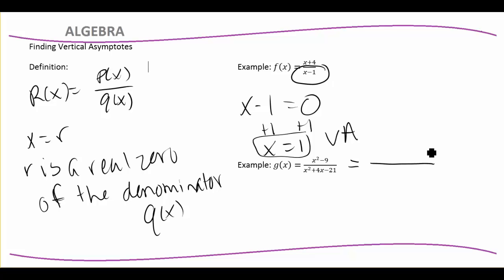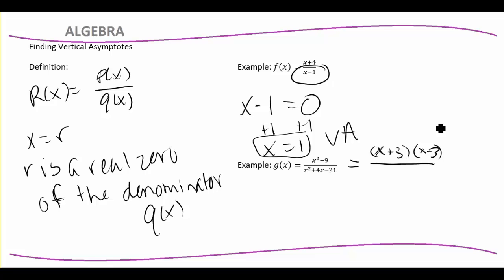The numerator is a difference of squares, so we're going to have our set of parentheses, and we're going to have x and an x, because the square root of x squared is x. And then the square root of 9 is 3, so we're going to have 3 and 3, and one's going to be positive and one's going to be negative because of our difference of squares.